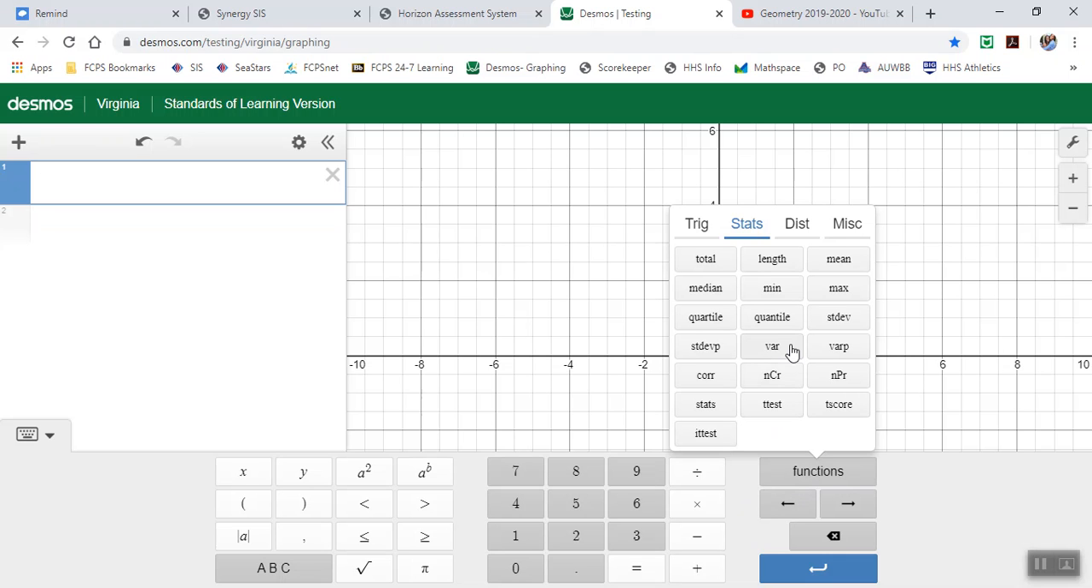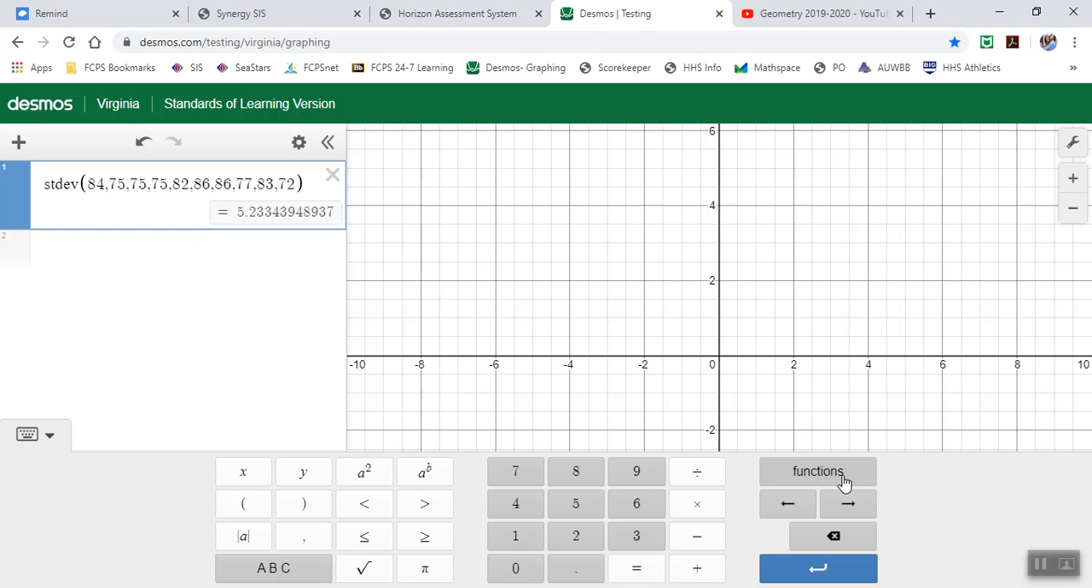But for the purpose of this, we're going to find the standard deviation. I'm going to click right here, STDEV. That stands for standard deviation. And I'm going to input all these numbers that she got from her table: 84, 75, make sure you separate them with commas, 75, 75, 82, 86, 86, 77, 83, and 72.